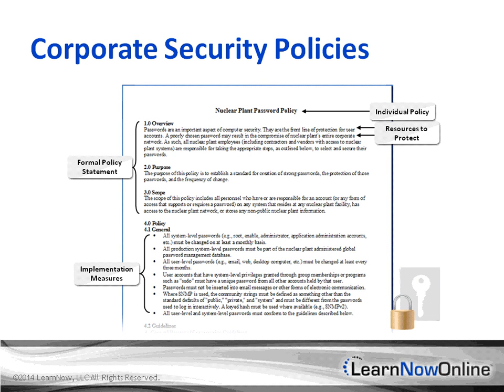Now, most of the time when you take a new job, you are going to be required to sign something that looks like this. It's called a corporate security policy, and it will spell out in detail the policy itself, in this case nuclear plant password policy, the resources to protect, the formal policy statement, and any implementation measures that are going to be taking place along with that particular policy.